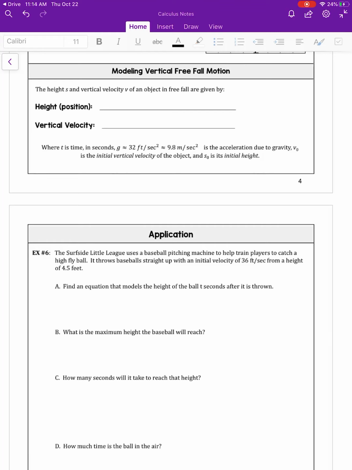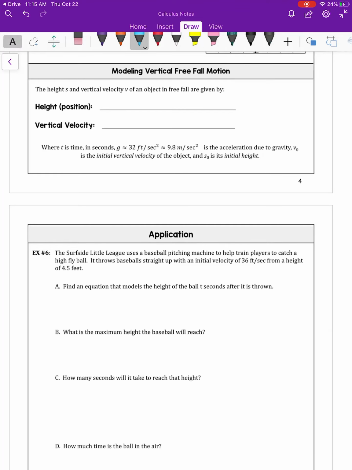I just want to finish these notes so that we can move on with our stuff. So we ended right here where I was going to give you the height or the position function. Negative 1/2 g times t squared plus v sub 0 times t plus s sub 0.